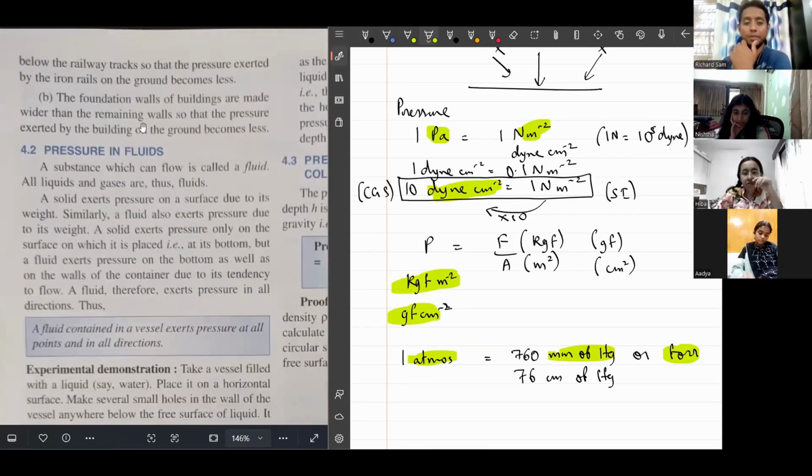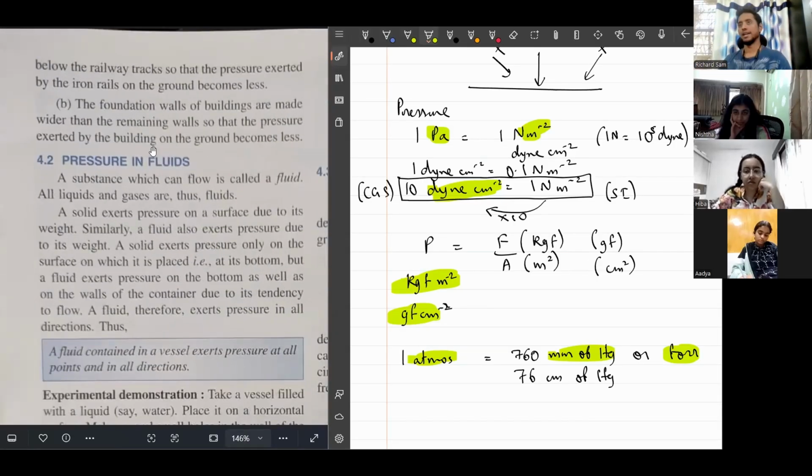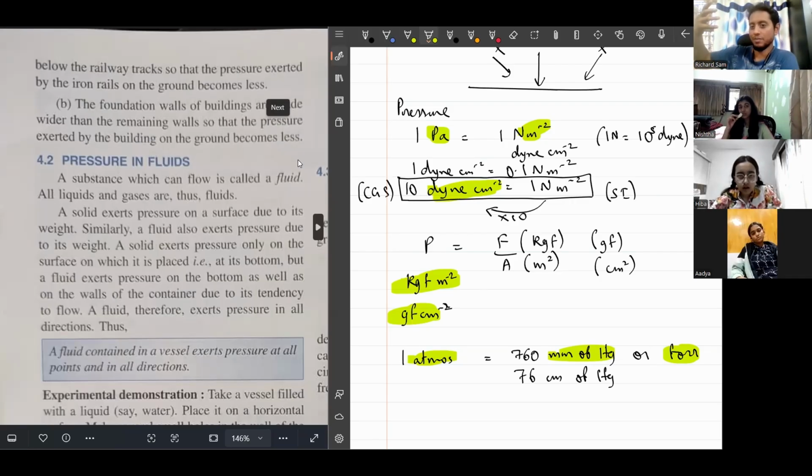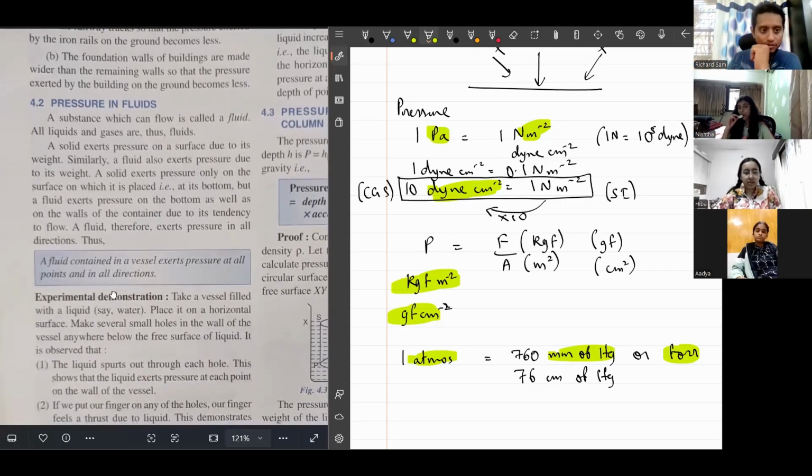Also, you can see foundations of buildings are made wide. And as the building grows taller, sometimes it gets narrower on top. Okay, I'll read this. The foundation walls of buildings are made wider than the remaining walls. So walls are, say, 1 foot thick, but the foundation is much wider. Okay, so that is to reduce the pressure. The taller the building, the wider the foundation has to be, because the taller building is heavier, and more heavier means more force exerted. So to reduce the pressure, they have to widen the foundation.